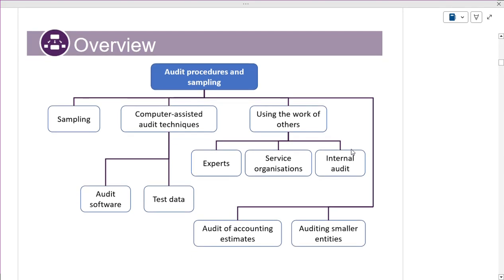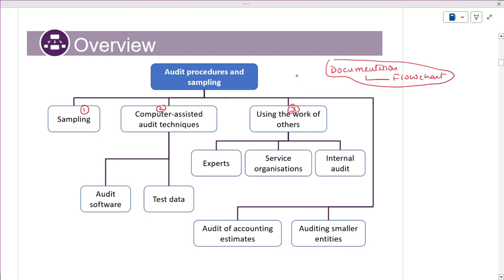What it says: this is one of the ways of documentation, and this way of documentation is called a flow chart. I will cover this at a later stage. Okay, this is a flow chart. What are the things? They are talking about the sampling. They are talking about the computer-assisted audit techniques. They are using the work of others.